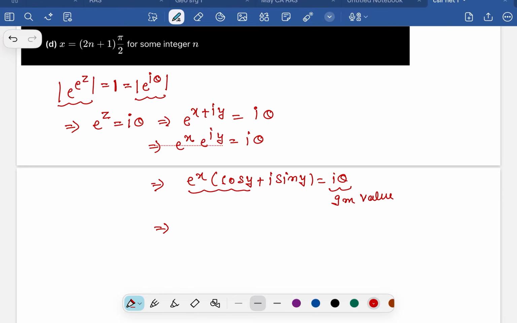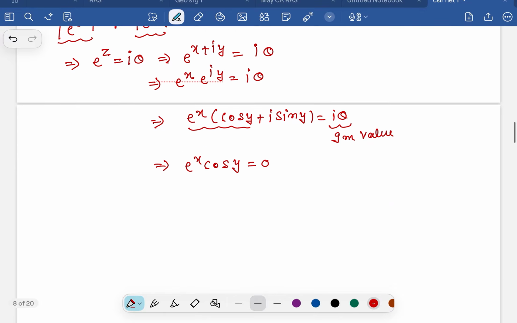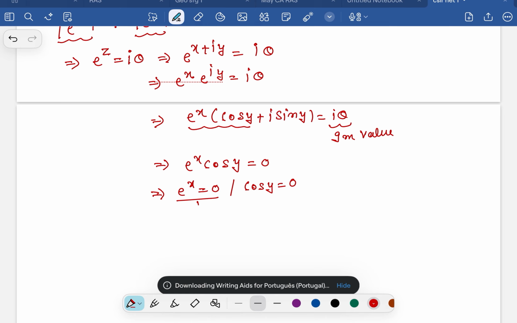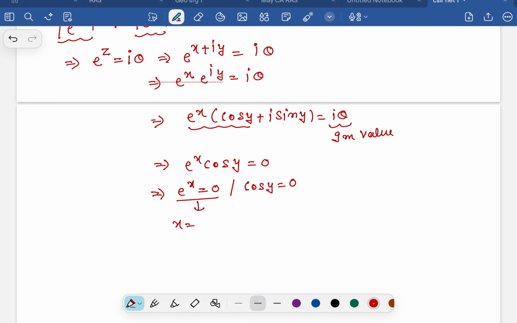Imaginary part is equated to imaginary part. So from here I can conclude that e to the power x cos y has to be 0, which implies either e to the power x will be 0 or cos y will be 0. See, for e to the power x to be 0, x has to be minus infinity. But see, infinity or minus infinity are never included on the real line.